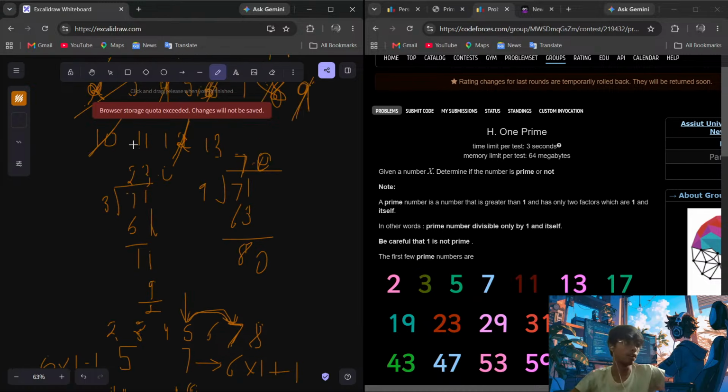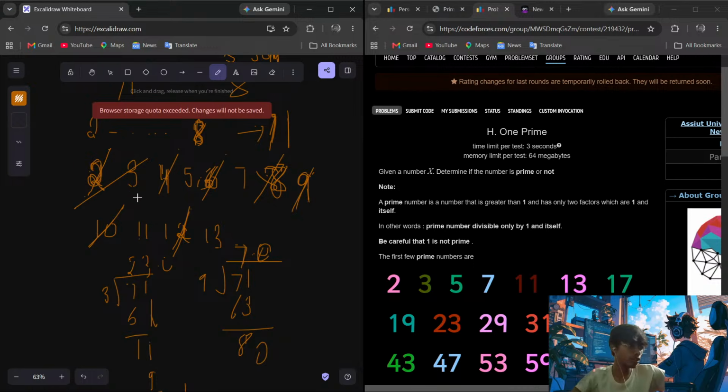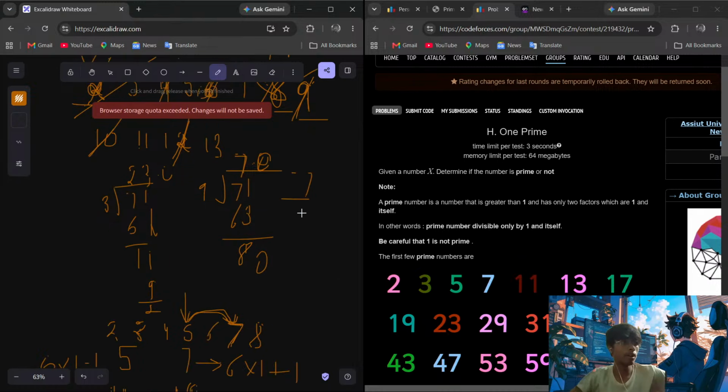Now, if you see carefully, rather than checking 2, 3, 4, 5, 6, 7, 8, how many times did I have to check? I had to check basically 7 times. Now, I have to check only 2 times. So I will reduce the time, or basically the CPU work, by 1 by 3.